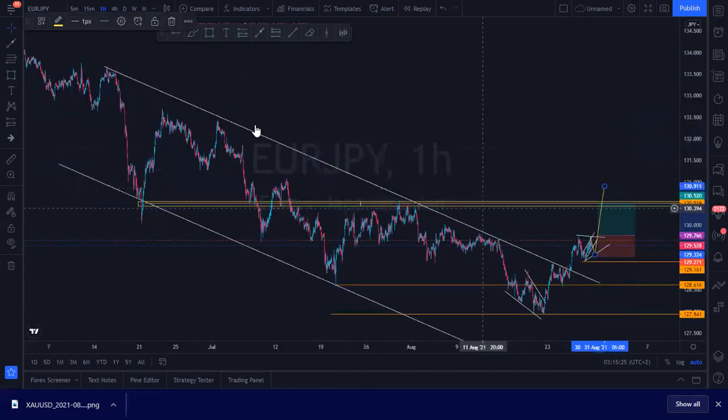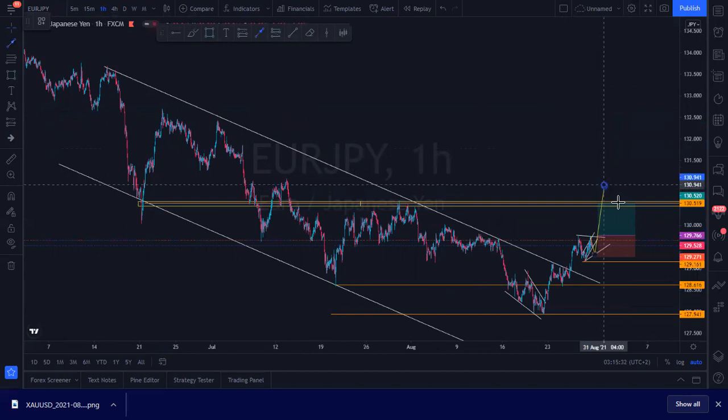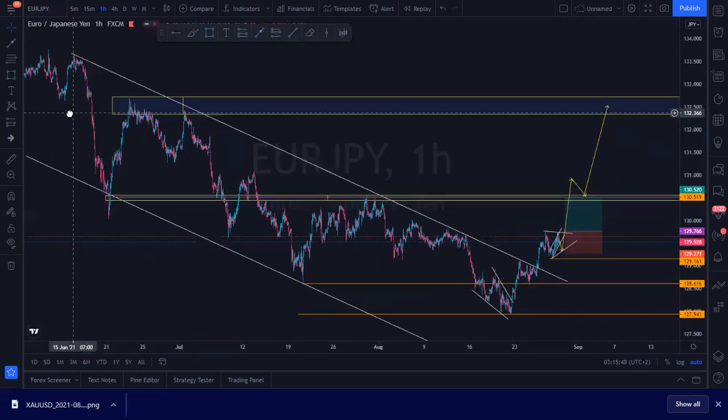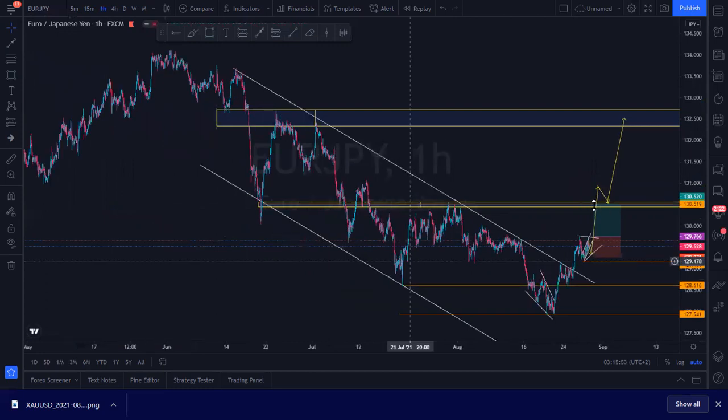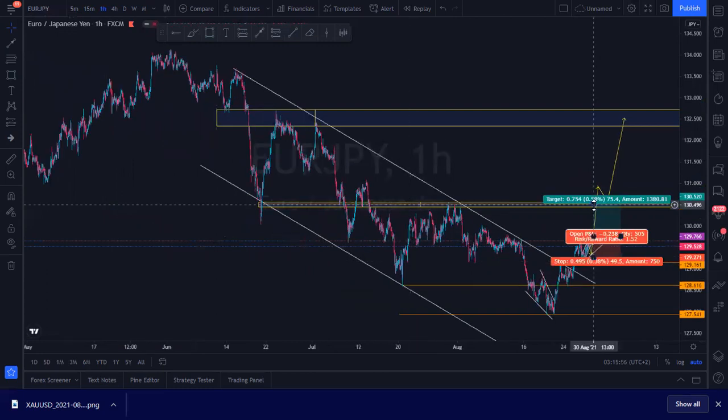And if the price does break above this level, what I'm expecting next is to see price coming back just to retest this level. And then if the price does that, I will be executing another position, going long for this target. This will be my next target. So what does this mean? This means I'm expecting to see price moving all the way to the upper side.